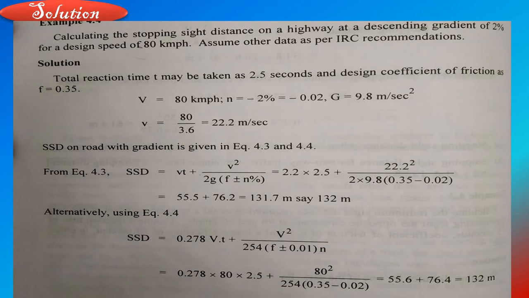And here another value, v, we require in meters per second. So that is capital V upon 3.6. V is 80, and dividing by 3.6, our value is 22.2 meters per second.